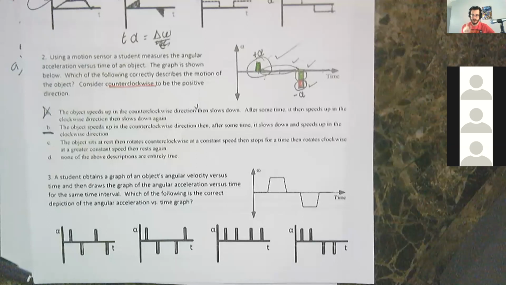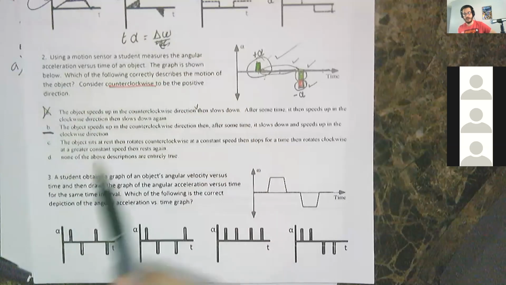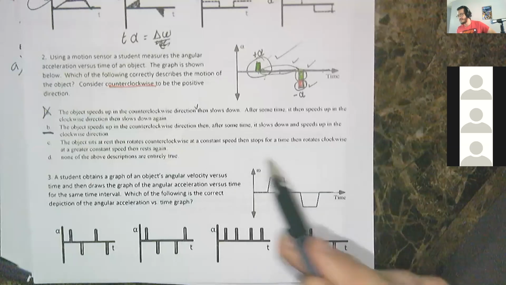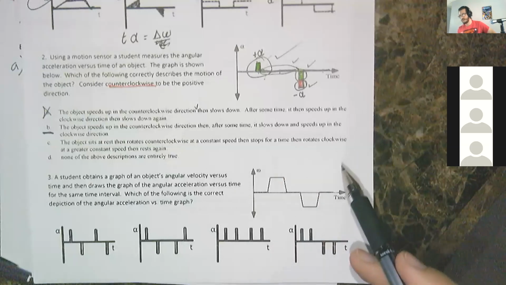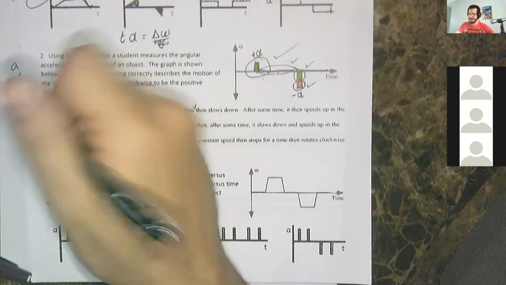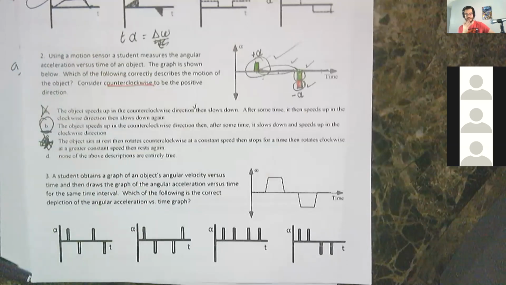The object sits at rest. Already I'm skeptical because this is an acceleration time graph. It only tells me changes. It does not give me values of velocity. Iffy, but possible. Rotates counterclockwise at a constant speed. What? Then stops for a time and then rotates clockwise at, no, not, that is even less reasonable than A was. At least A described a velocity time graph. B is by far the best one on that.